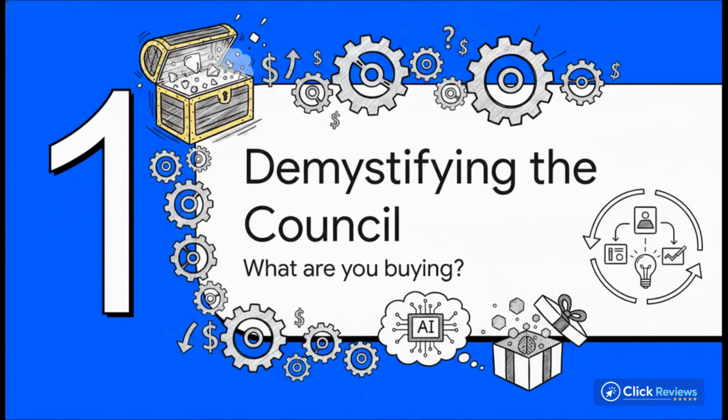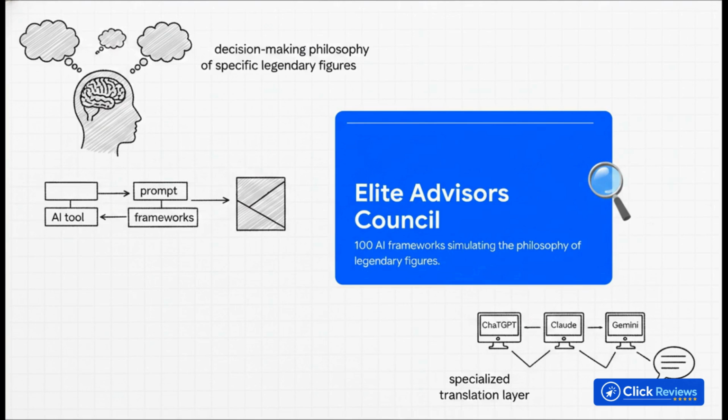All right, Section 1, Demystifying Elite Advisors Council. Let's strip away the sales copy and get right to the plain English definition. Elite Advisors Council is a digital download of 100 pre-written AI prompt frameworks, and they're engineered to make your AI tool actually simulate the decision-making philosophy of specific legendary figures. So, at its absolute core, this is a highly structured copy-and-paste prompt library. Whether you're firing up ChatGPT, Claude, or Gemini, this product basically acts as a specialized translation layer between your everyday problem and the artificial intelligence.